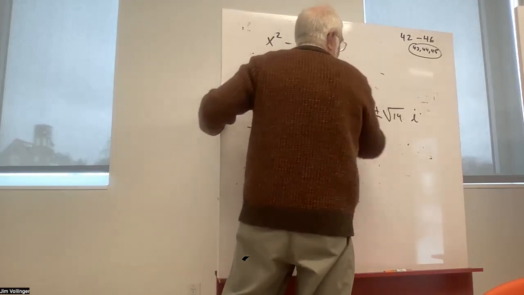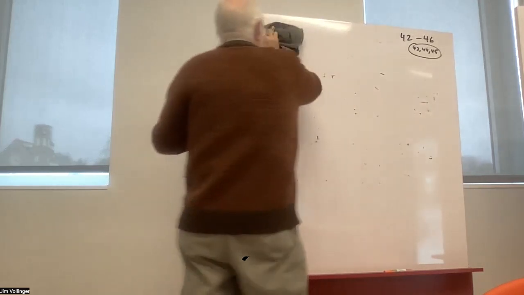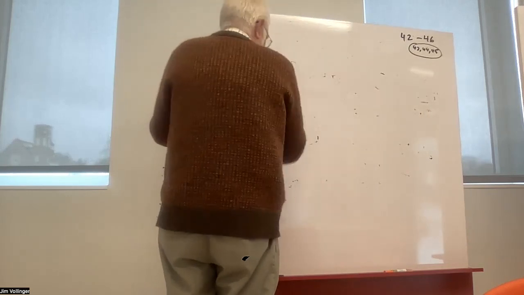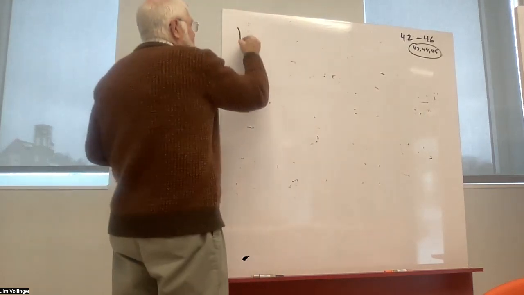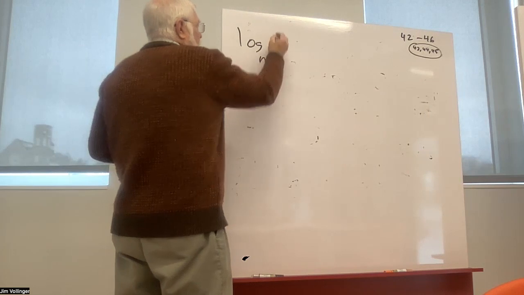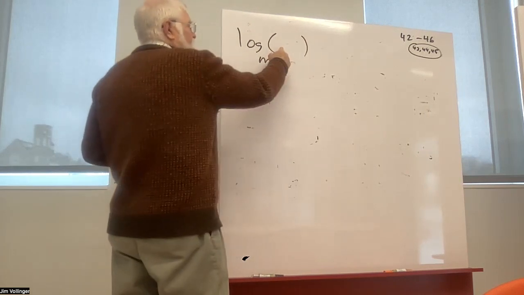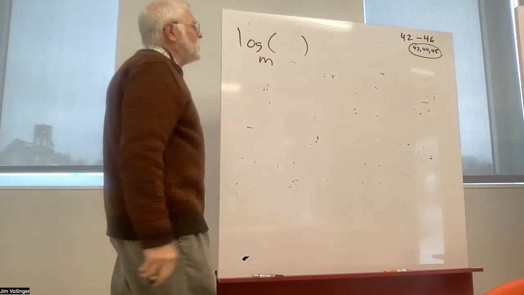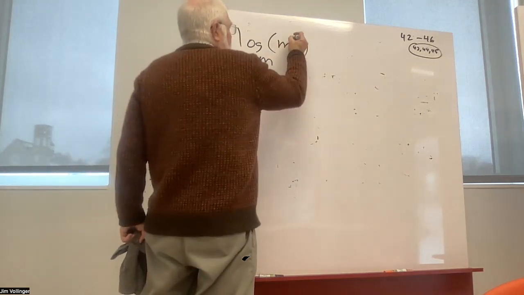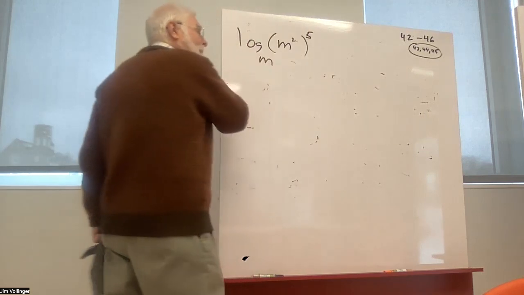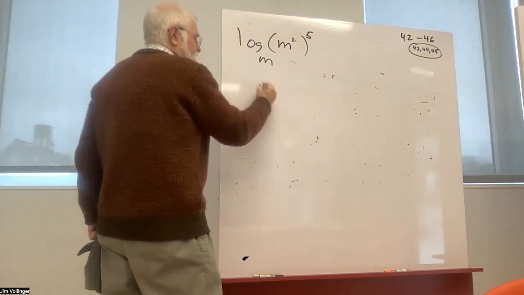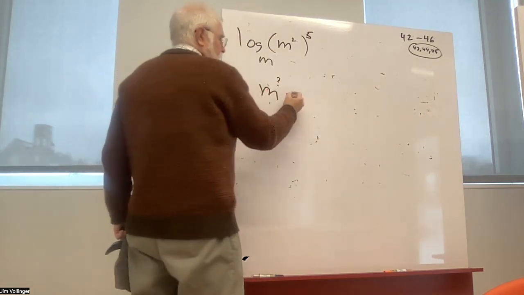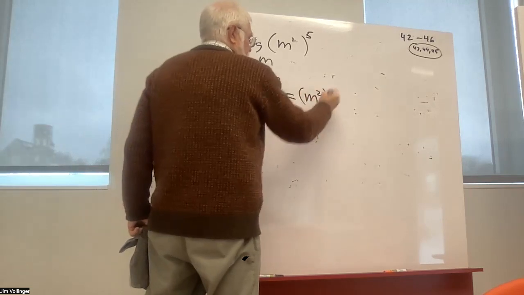Now we got some logarithmic work to do. And logarithmic work, log base m, means that we're looking at base m in the parentheses. We got to make it base m, and we got to look at the exponential activity. So let's start with m squared to the 5th. Okay, so log base m is asking m to the what equals m squared to the 5th.